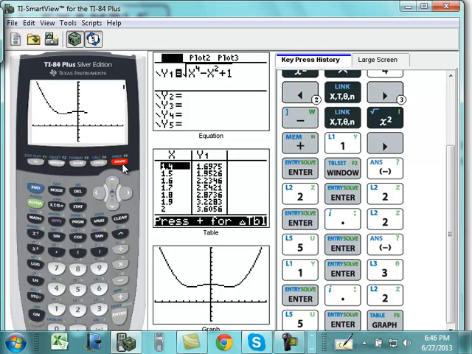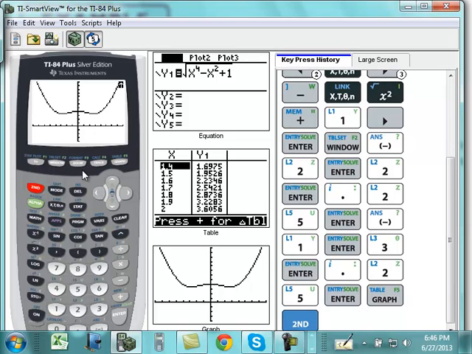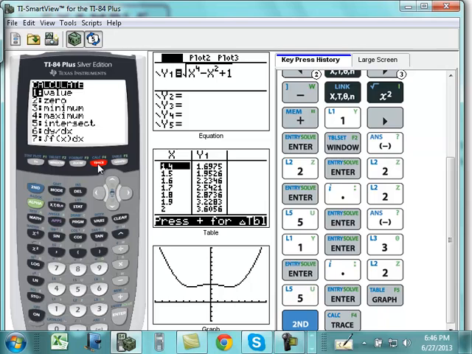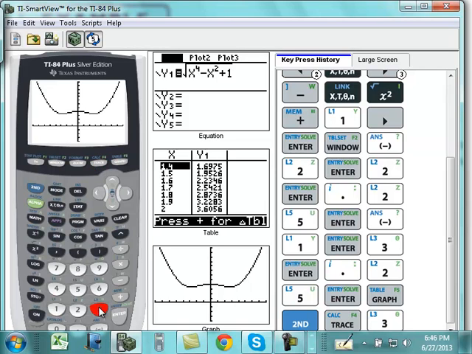So here's that distance function. And notice that there are actually two relative minima, one right here and one right there. So let's go ahead and find those two relative minima. And you remember how to do that? You go second and then hit this calculate menu, which is the trace button, and then select option 3, which is minimum. And let's just go ahead and find the x coordinate for this minimum.